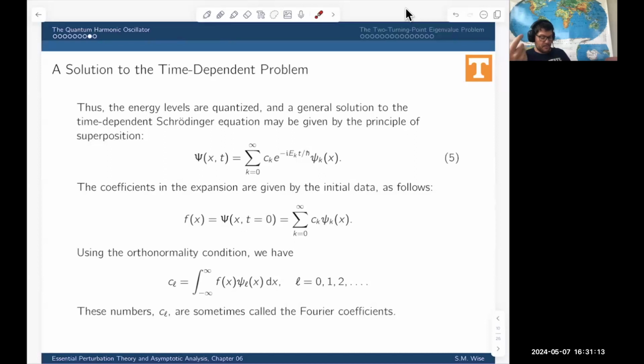Physicists might use a different little trick to get this expansion, but the basic idea is this. All you do is set t equal to 0. If you set t equal to 0, this term just becomes a 1. And usually the thing at t equals 0 is what is called the initial conditions. So this is going to be the initial shape of the wave function at t equals 0.